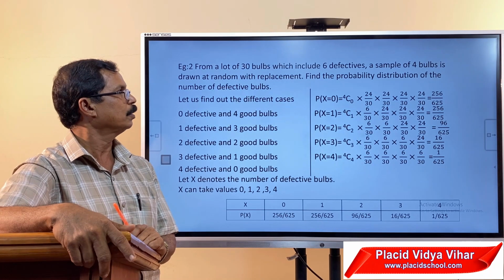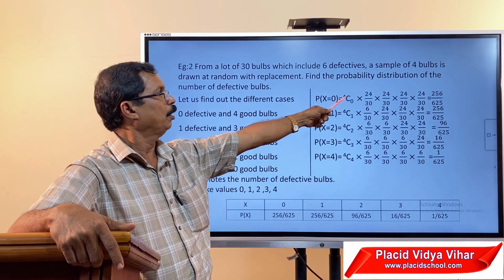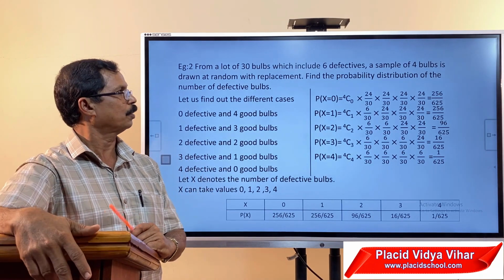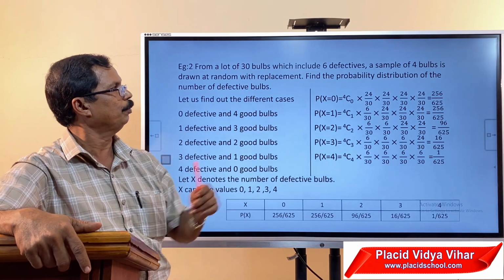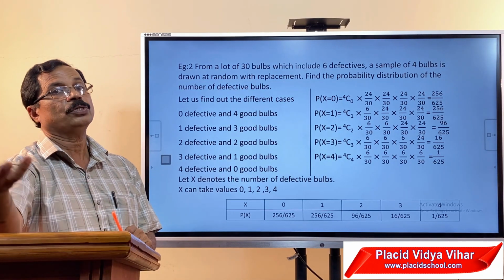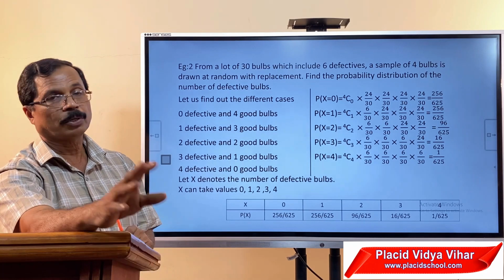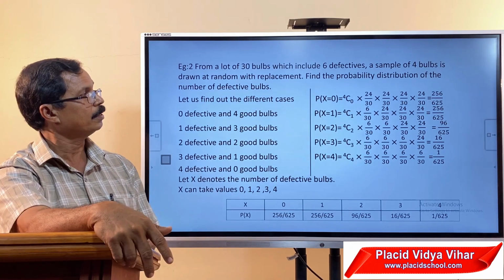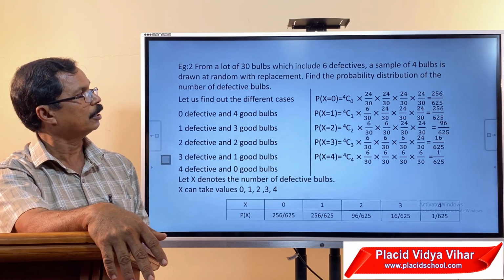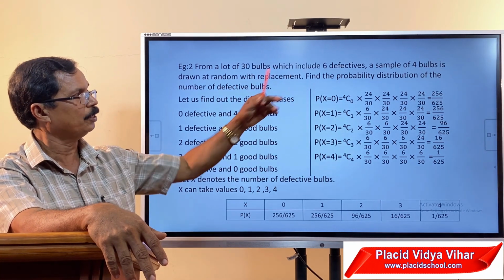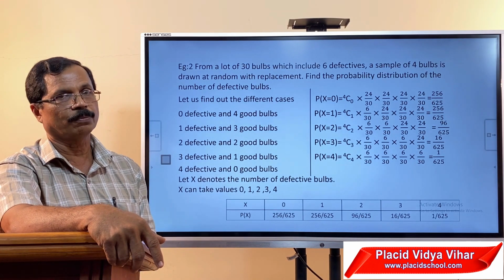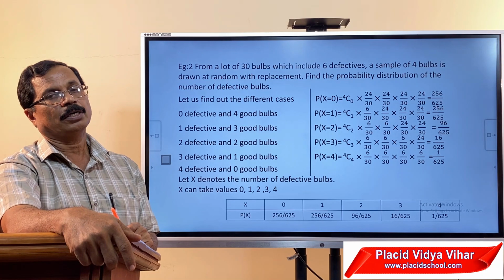All are good bulbs. So you know the probability is 24 by 30. There are 24 good bulbs and in total there are 30. So the answer is 4C0 into the first draw, that is 24 by 30. Since you are replacing the bulb, the probability does not change. Again it is the same, 24 by 30. Then again 24 by 30. So you simplify it, you will get the answer as 256 divided by 625. That is the case of 0 defective.